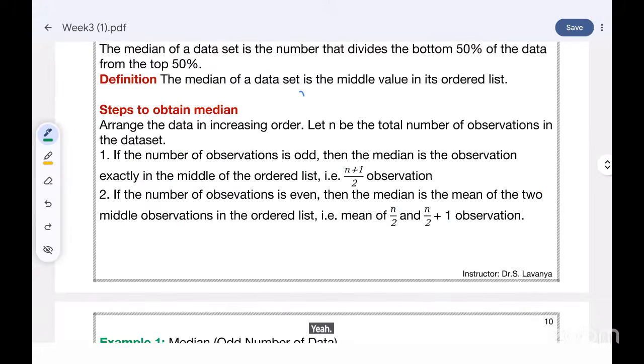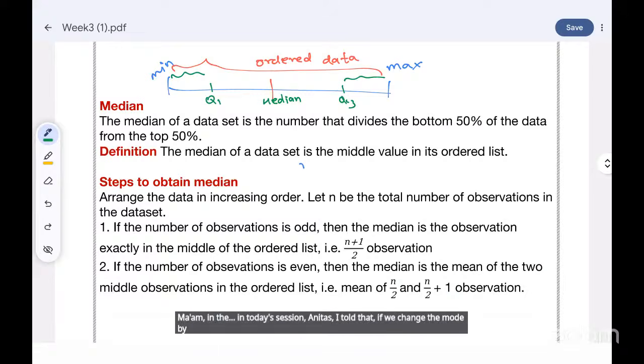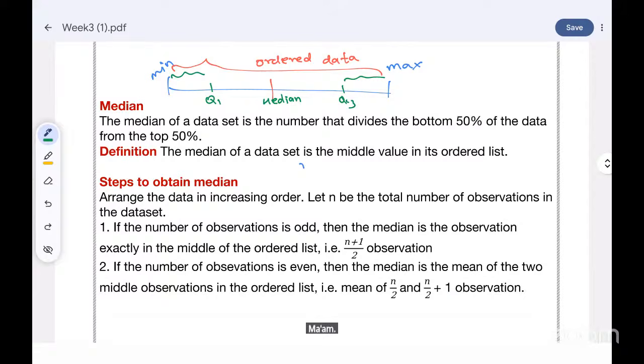All right. Yes, excuse me. Ma'am, in today's session, Aditya sir told that if we change the mode, echo is coming. Okay, so just check if it is better now.